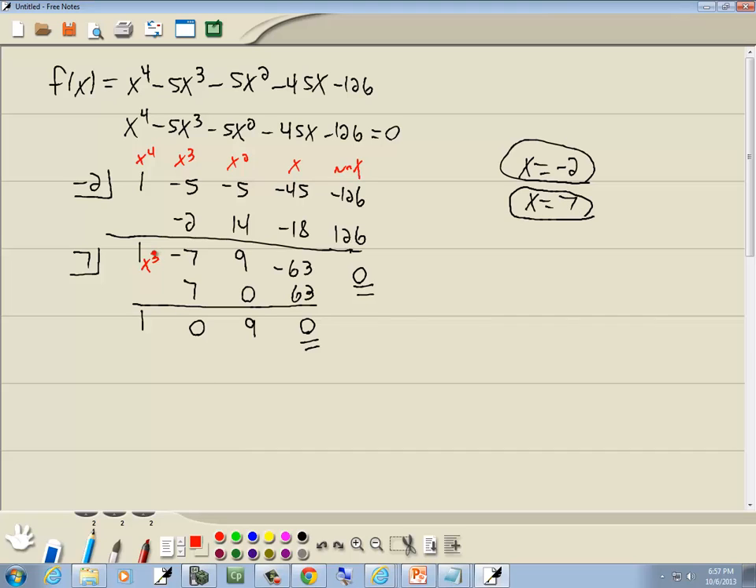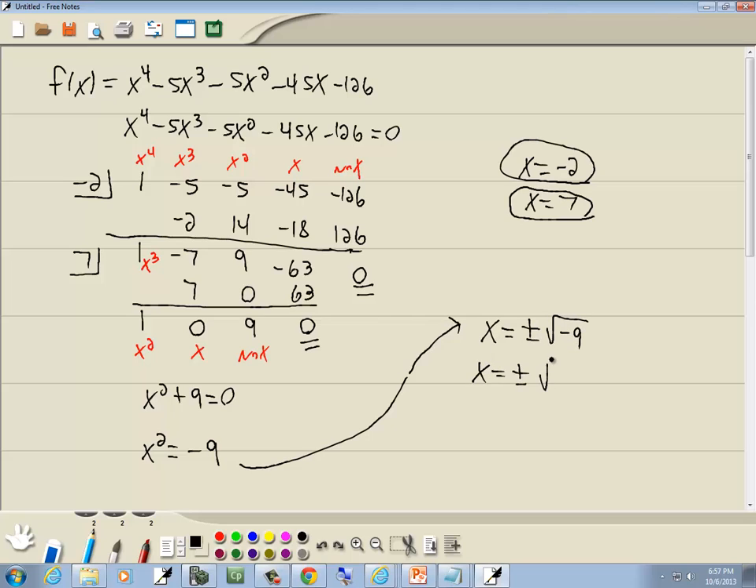Each answer you find takes it down one more degree. This was x to the third, so this is now x squared, this is x, and this is no x. So we're left with x squared plus 9 equal to 0. Again, our middle term is missing, so we can use the square root property. We want to get the part that's squared by itself, so I take the 9 to the right side, and it becomes a negative 9. The square root property says if you have something squared equal to the other side, you drop your squared and put a plus or minus square root on the other side.